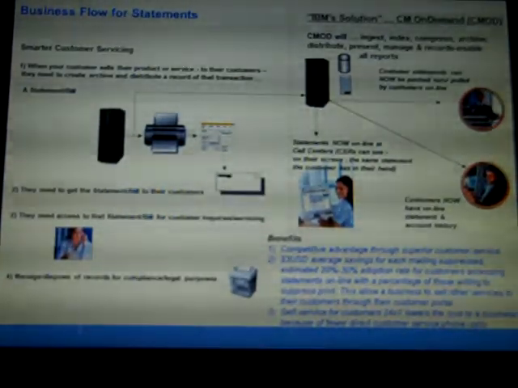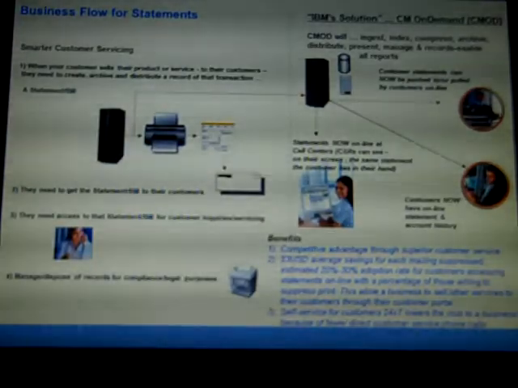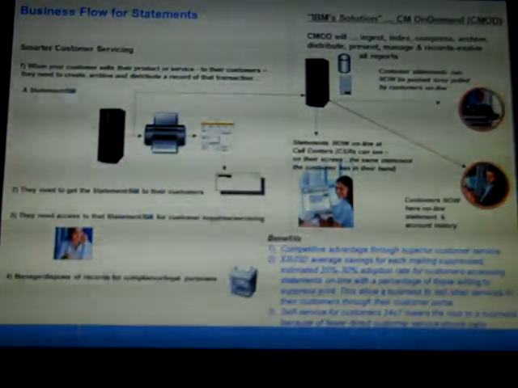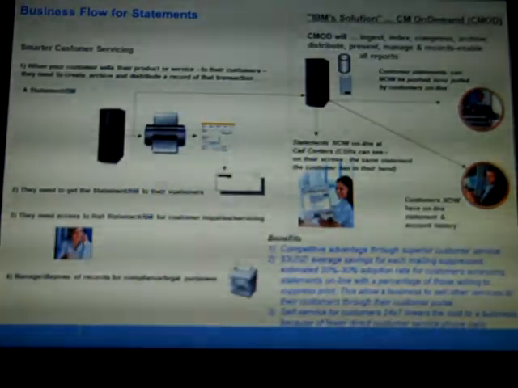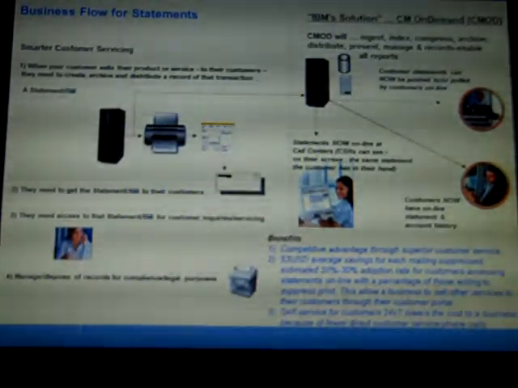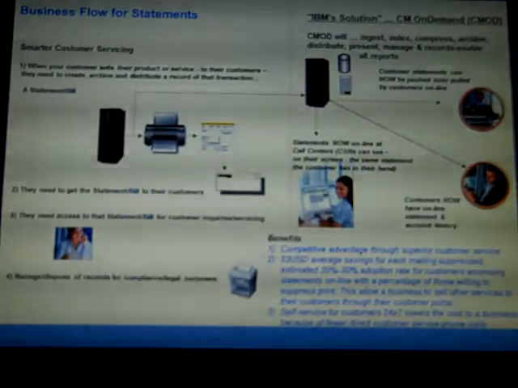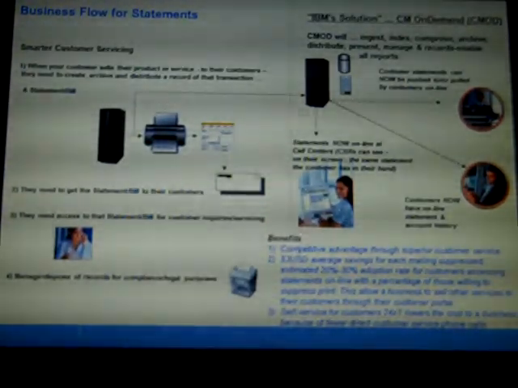This also allows a business to sell other services through that portal and save money every month a statement is produced. For some companies, that's 12 times a year. They would save $3 per customer who chose to suppress the print.